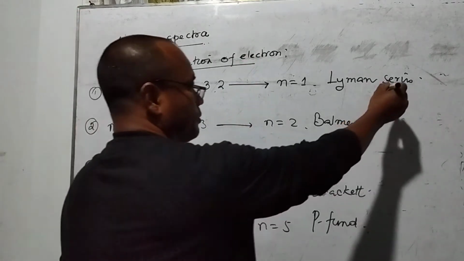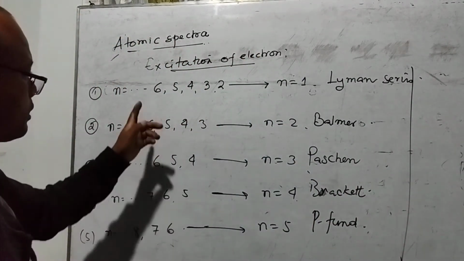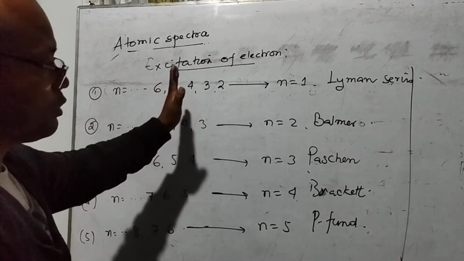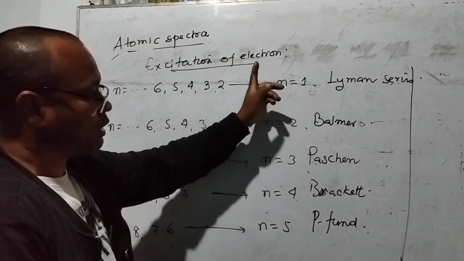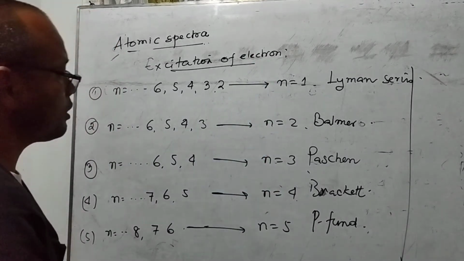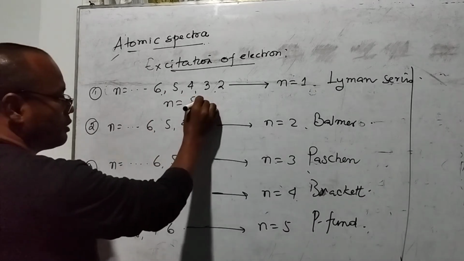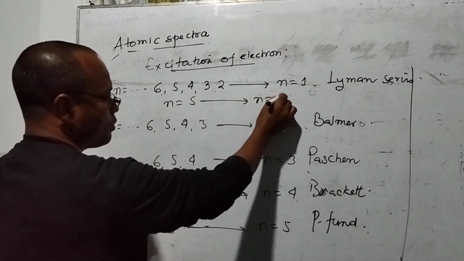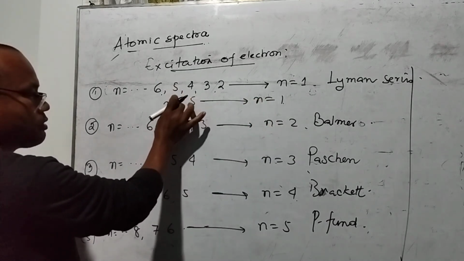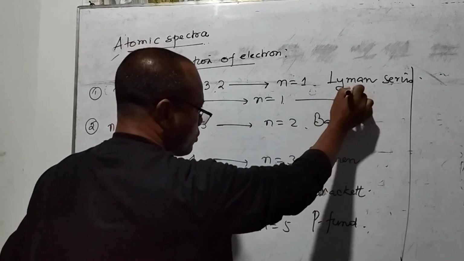Now, what should we remember here? That for the higher energy levels, we can choose any one of them, but for a particular series, the lowest energy level should remain unchanged. Say for example, let me say n is equal to 5, and the lowest energy level n is equal to 1. So here is the excitation of the electron from n is equal to 5 to n is equal to 1. What is the name of the series?